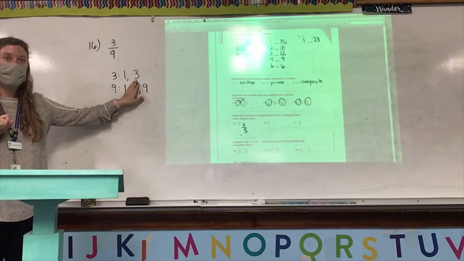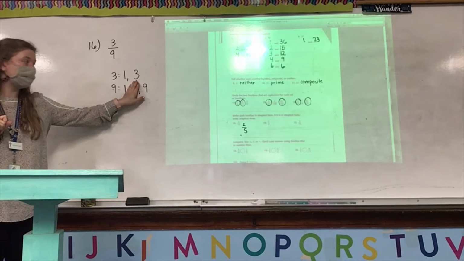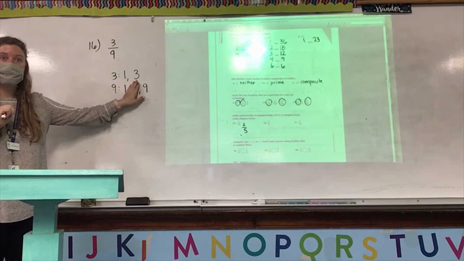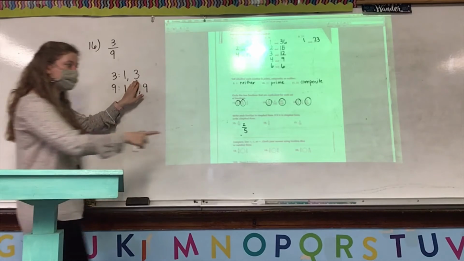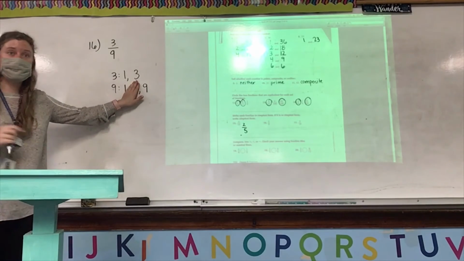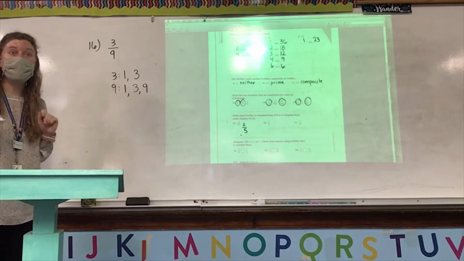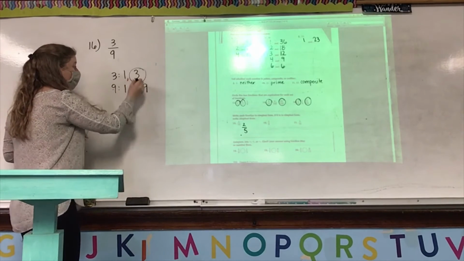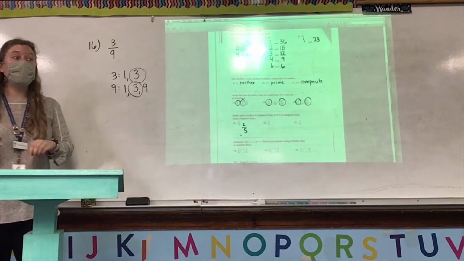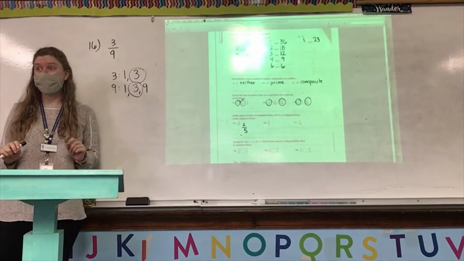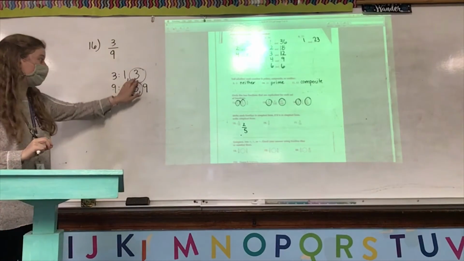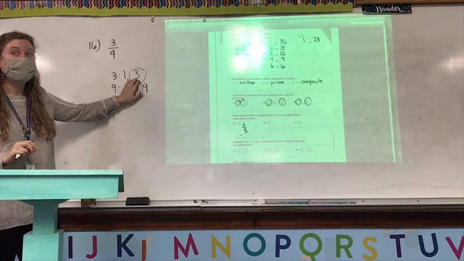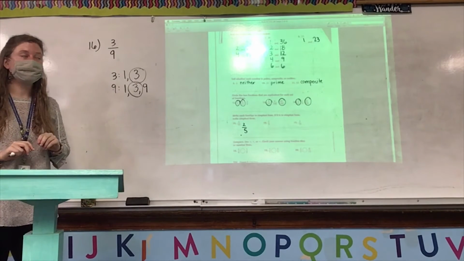and 9. And what's the greatest common factor of here, listed right here? 1, which means this would be in simplest form. But is that true? No, because what is the greatest common factor? 3. That's why it's so important to list all factors. Because then you might miss one, and then you end up with the wrong answer.